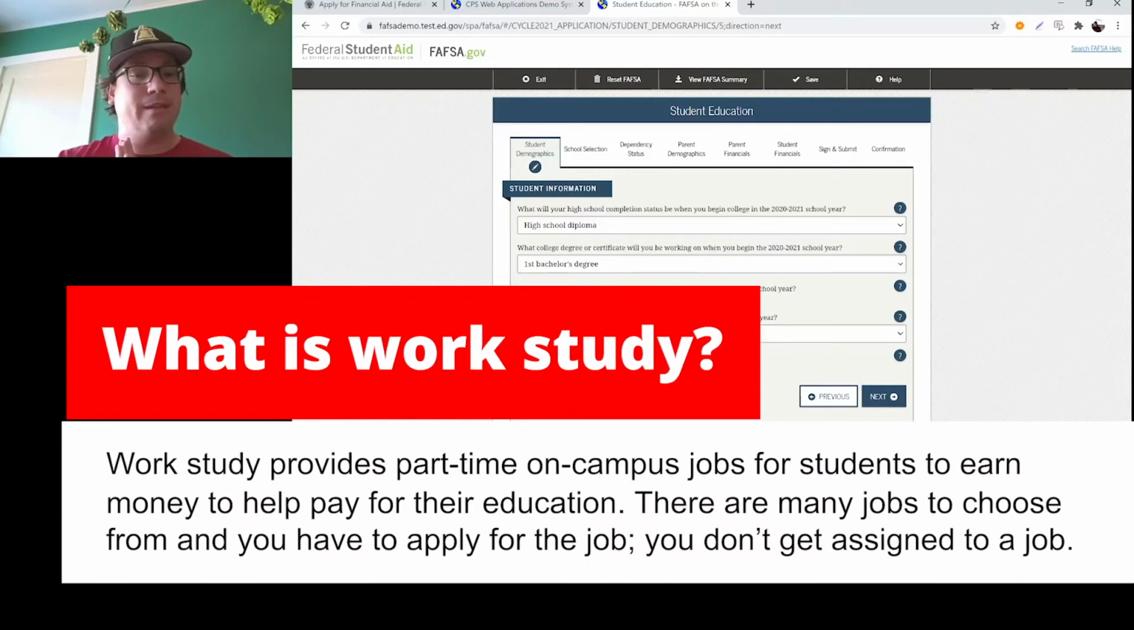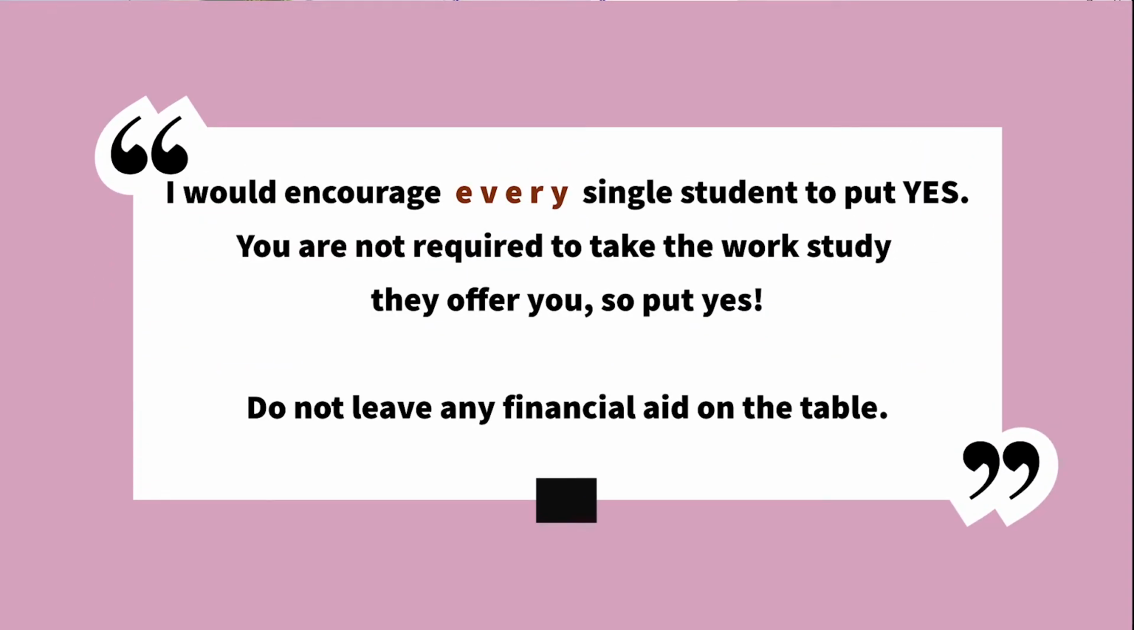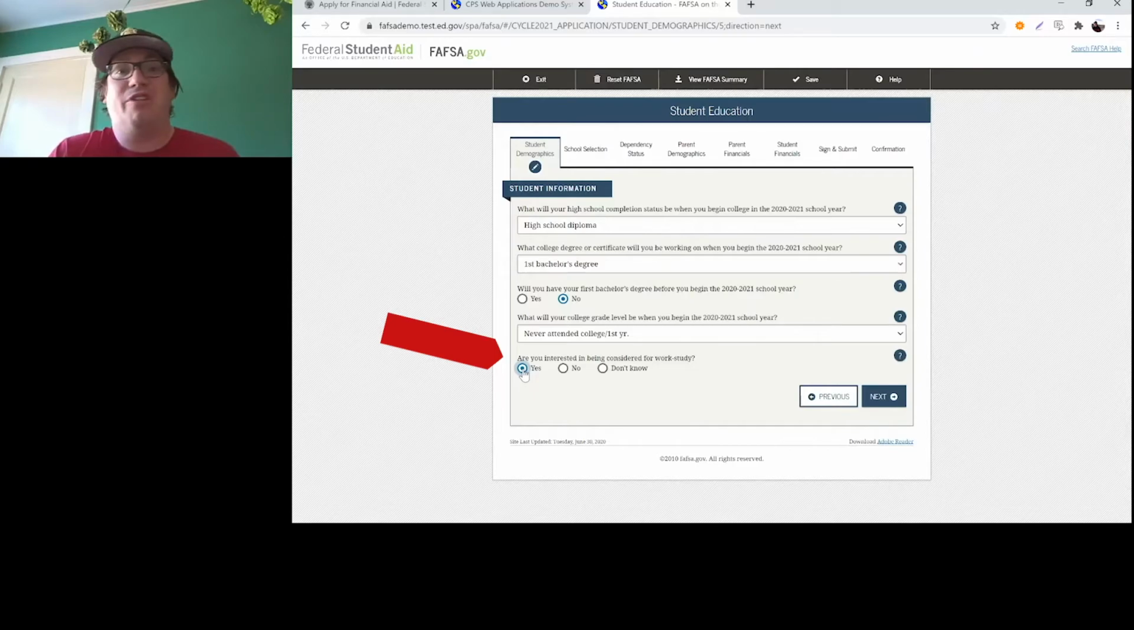So, are you interested in being considered for work study? Tough question. I would encourage every single student to put yes. You are not required to take the work study they offer you, but put yes. Do not leave any financial aid on the table. If you put no, they're not going to offer it to you. You'll never know what you would have been eligible for. Doesn't hurt you to put yes there.